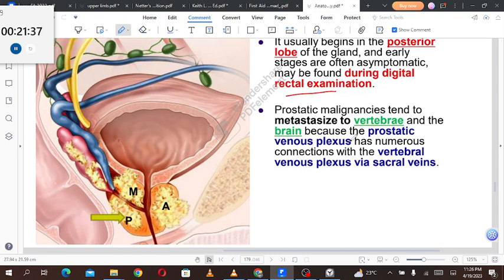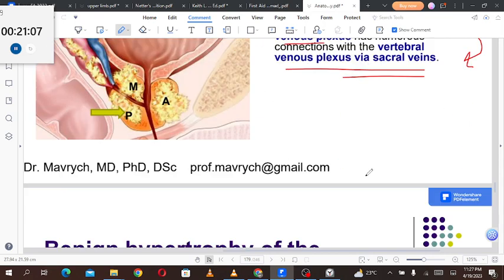Prostatic malignancies tend to metastasize to vertebrae and brain because the prostatic venous plexus has numerous connections with the vertebral venous plexus via sacral veins, and the thing to remember is that these vertebral venous connections are valveless. That is, blood can move in both directions, from the brain to the vertebral column and vice versa. So whenever there is a connection between the prostatic venous plexus and the vertebral venous plexus, the metastasis originating from the prostate can spread to the vertebral veins and go all the way to the brain. That is why prostatic cancer very commonly metastasizes to the vertebral column and the brain.